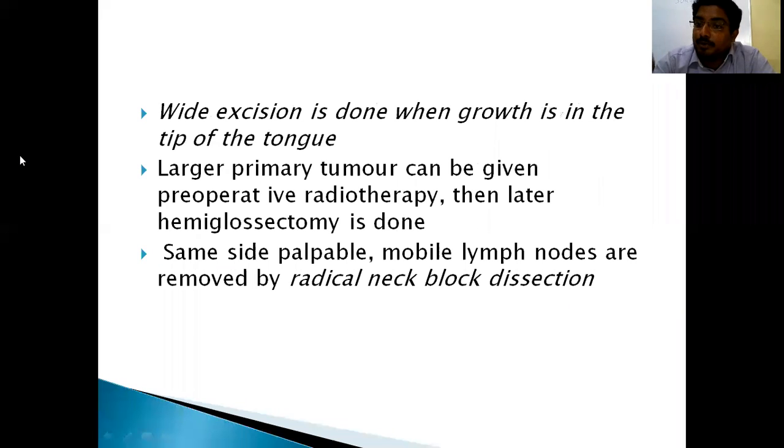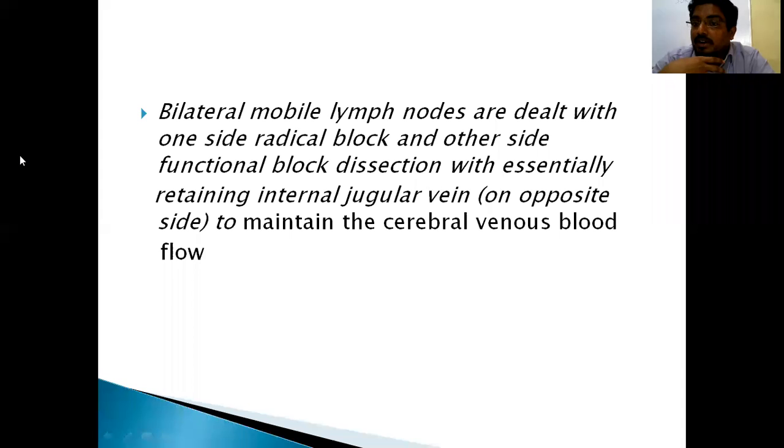Then if the lymph nodes are present on the same side, if the growth is on the left side and the lymph nodes are on the left side, we will go for modified radical neck dissection. If lymph nodes are present on both sides, on the same side we will go for modified radical neck dissection, and on the opposite side go for functional neck dissection.